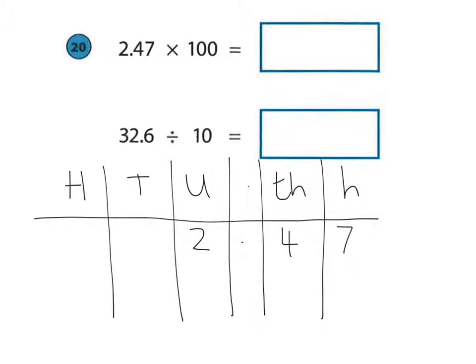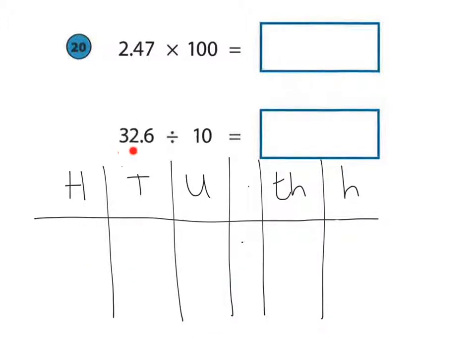2.47. When we multiply a number by 100, each digit moves 2 places to the left. So the 2 is going to move 2 places to the left. It's going to go here. The tenths are going to go 2 places to the left. So the 4 is going to go here. And the hundredths, that's going to go 2 places to the left. So it's going to go here. So the answer is 2.47 multiplied by 100 is 247.